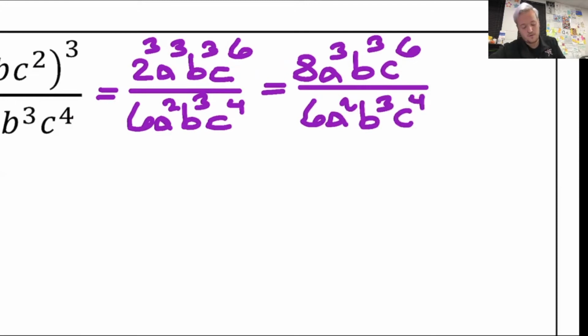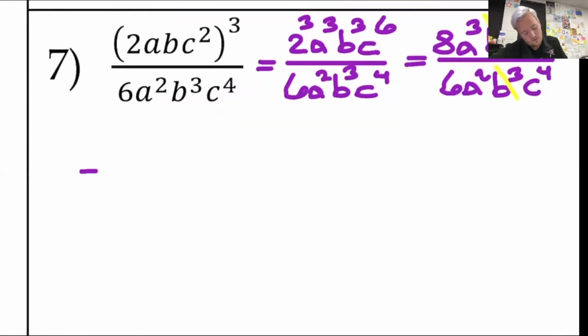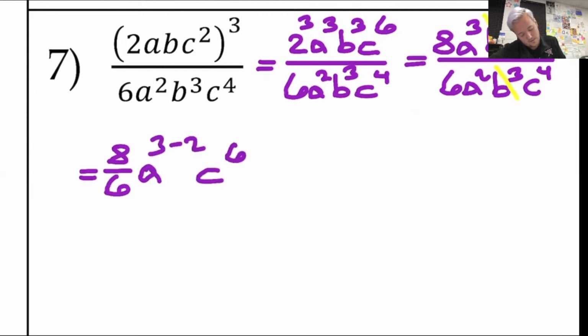All right, so first off, if you notice, your B cubes are the same, so those are just going to simplify to 1. So those are just going to be gone. So now I just want to simplify the rest of it. So I'm going to have 8 over 6 that I need to simplify. Now looking at the A values, I'm going to do 3 minus 2. And the C values, I'm going to do 6 minus 4.